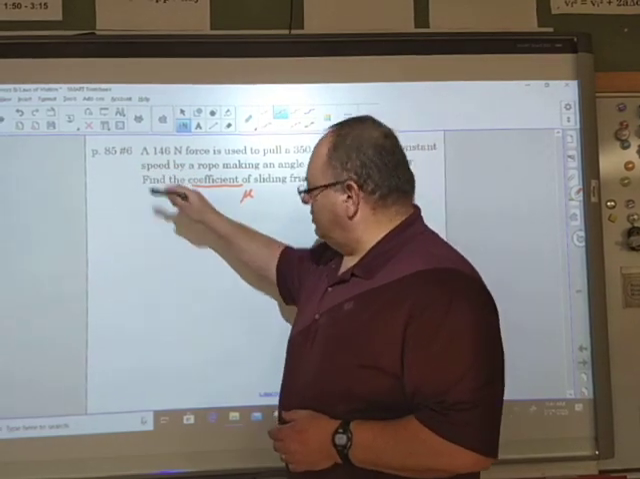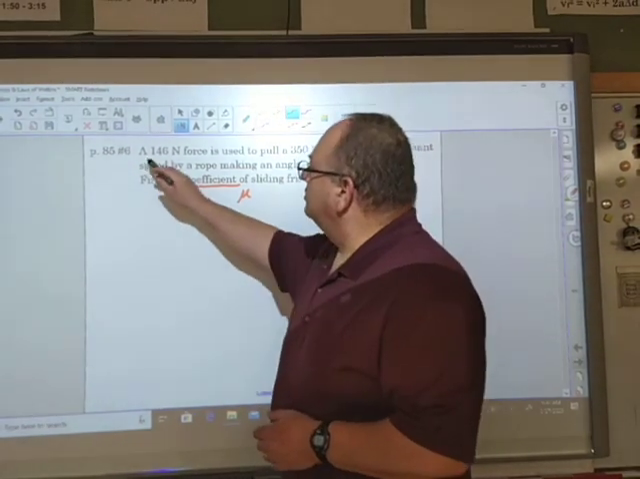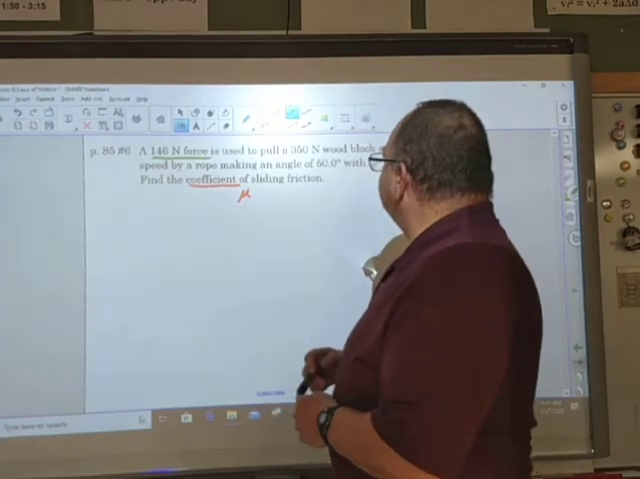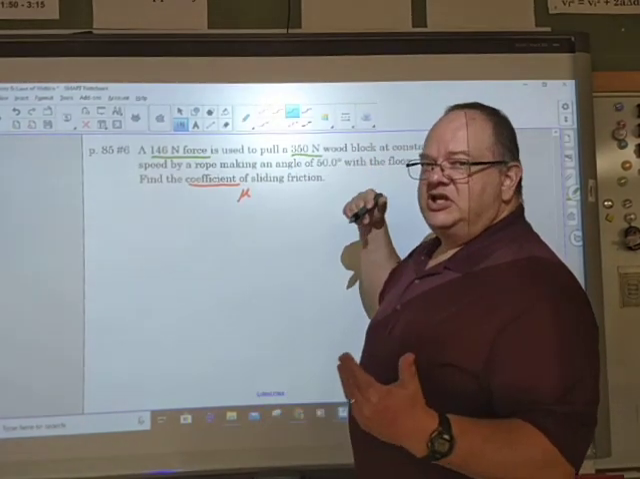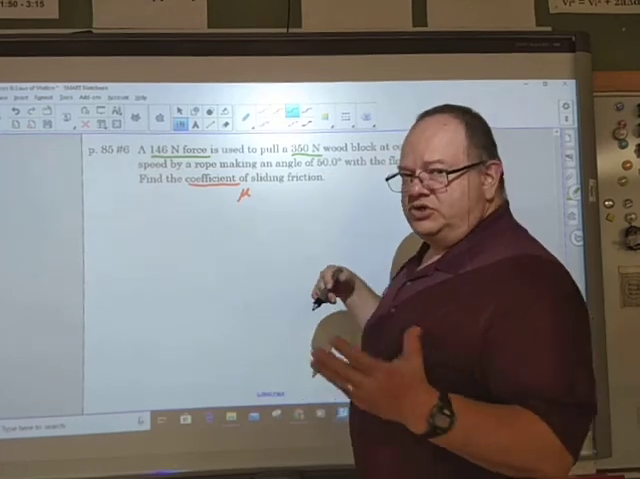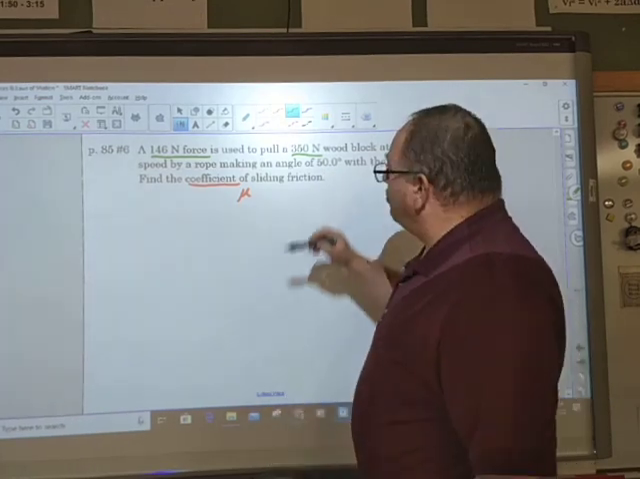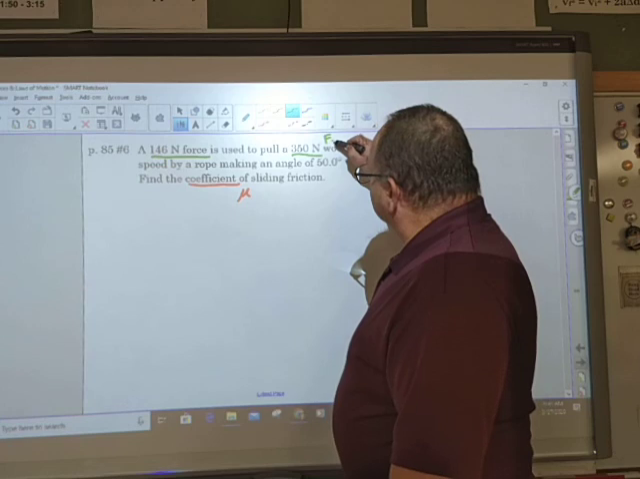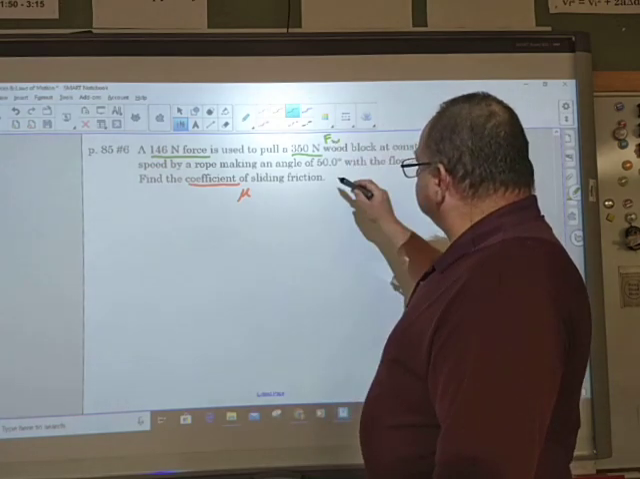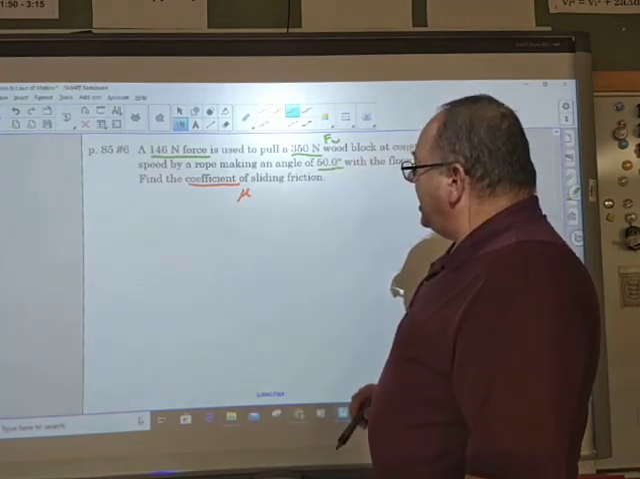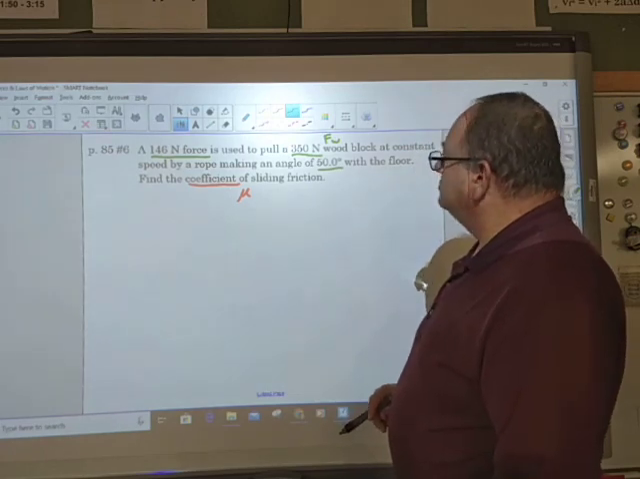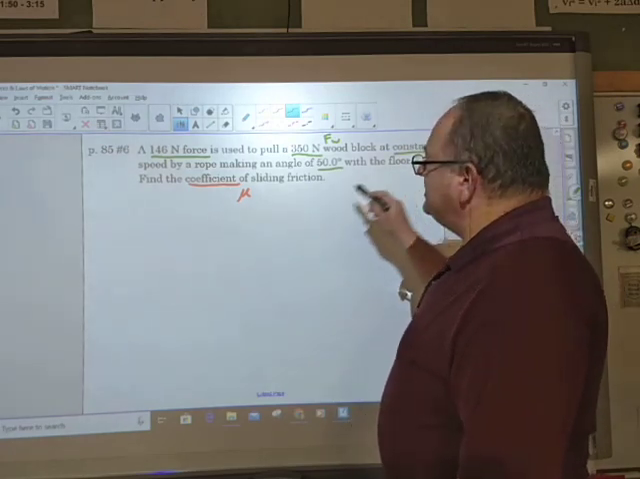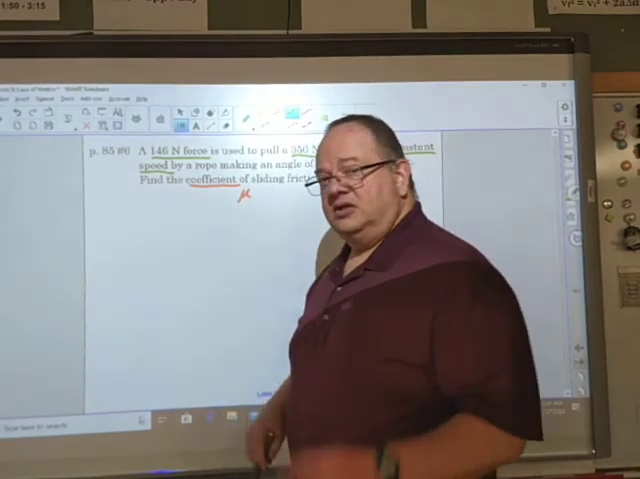We know the force, this right here, a 350 Newton wood block. Newton is a unit of force. In this case, that's the weight of the block. So F_W. And we got an angle. Oh, look at this. Constant speed. That's important.